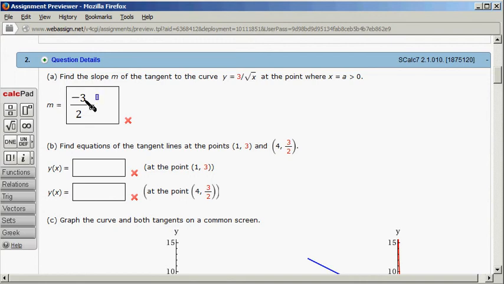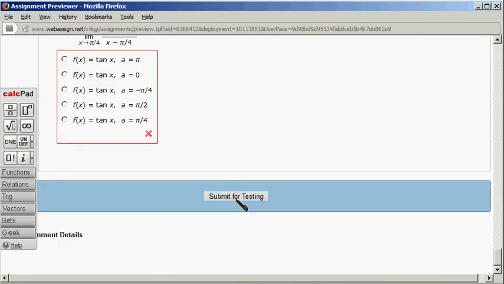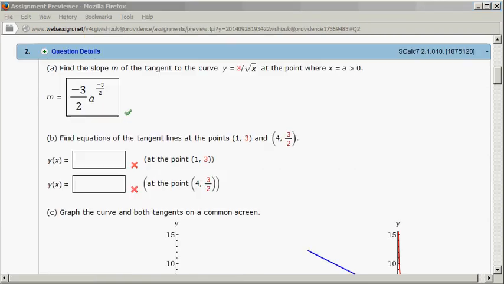a to the negative 3/2 power. Right. So let's go ahead and check that first. Submit for testing. All right, it came back. So it looks like we got the slope correctly. So let's move on to part B.